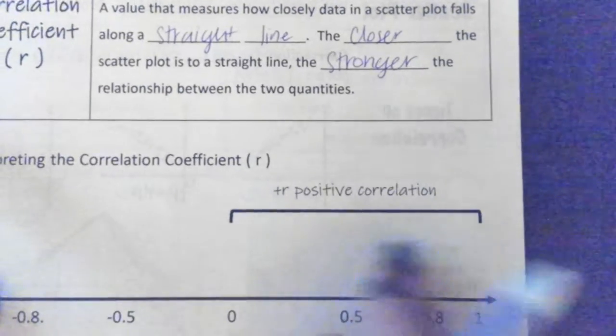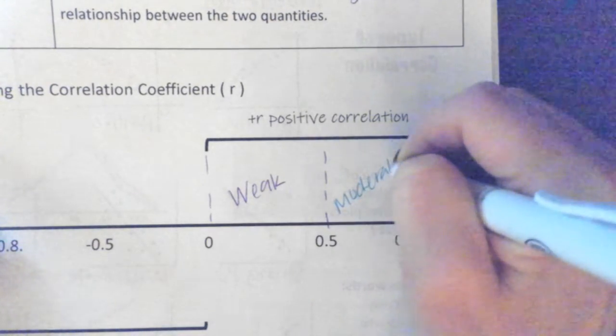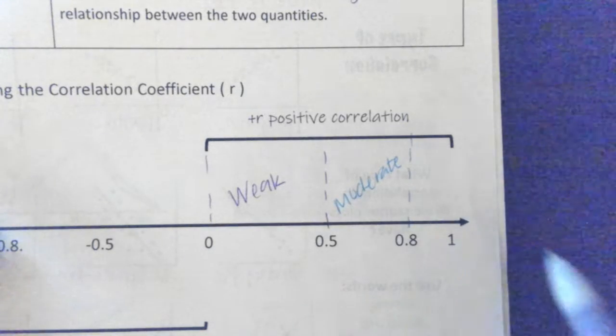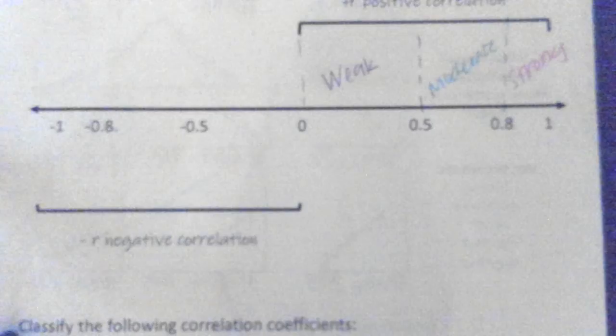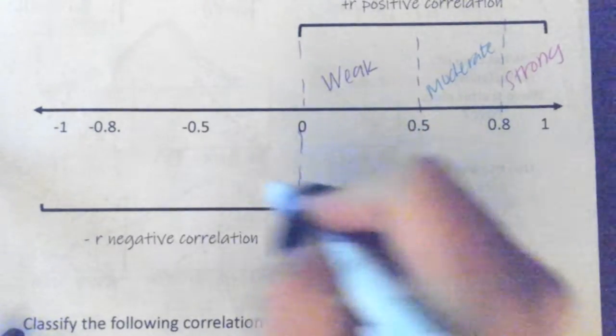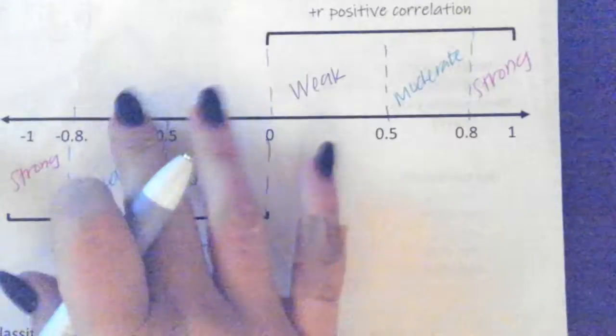So our correlation coefficient can help us determine if it's a negative or a positive correlation and whether it's strong, moderate, or weak. So if I'm looking at a positive correlation and our coefficient is 0 to 0.5, we've got a weak correlation. And if it's 0.5 to 0.8, that's moderate. And if it is bigger than 0.8, it is strong. The same thing is true for a negative correlation. If it's from 0 to negative 0.5, we've got a weak correlation. Negative 0.5 to negative 0.8, moderate, and then strong. So we can look at these numbers to figure out where it falls to figure out if it's positive or negative, strong, weak, or moderate.